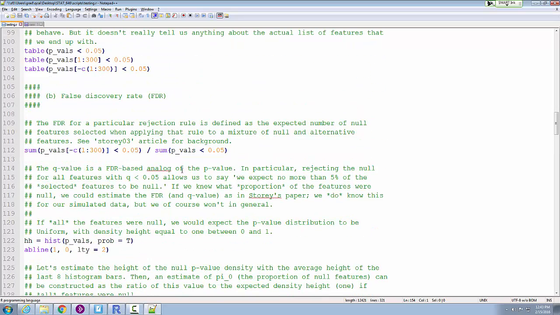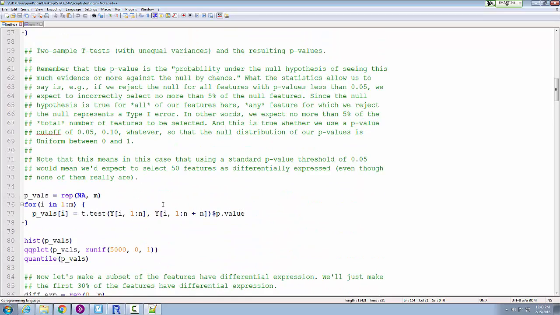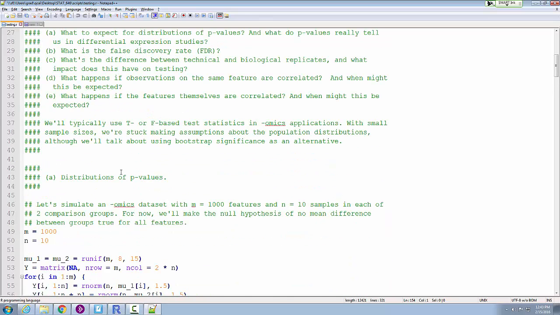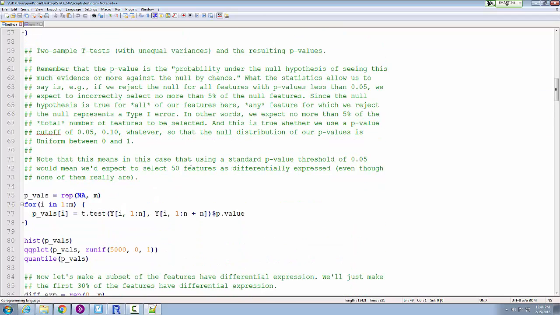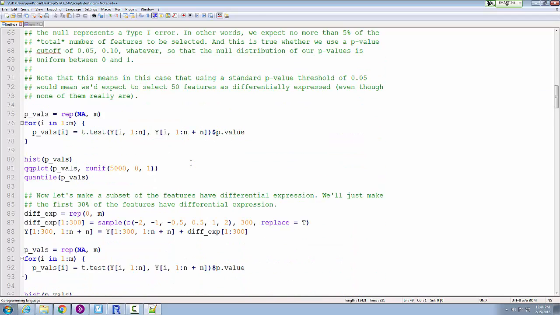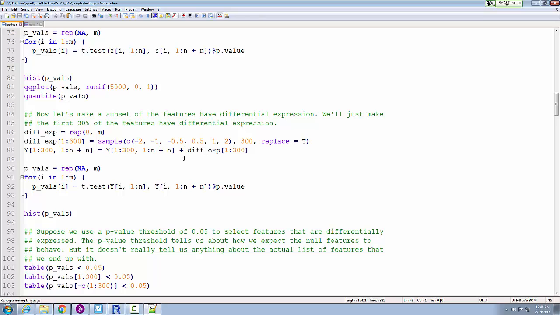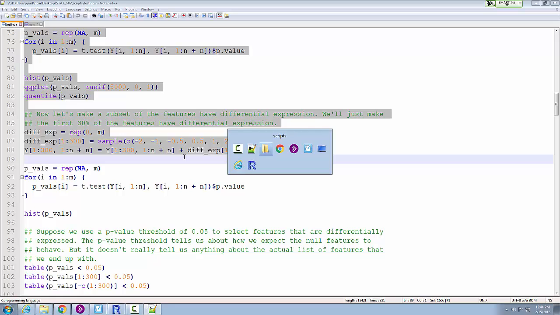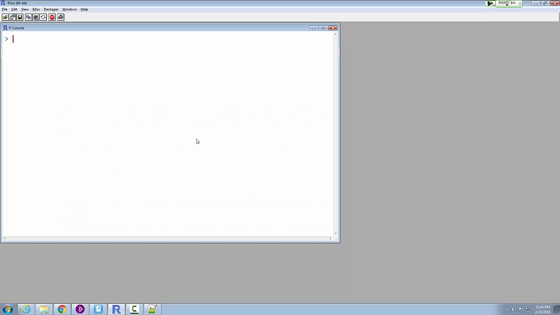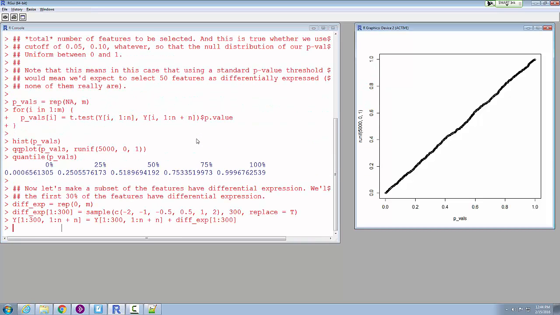So I am in testing.R again, and we've just got a little more code to go through. I'm going to simulate our data again and go ahead and put in some differential expression. So we're creating 1,000 features, just made up data, simulated data, and the first 300 features are set up to have differential expression.